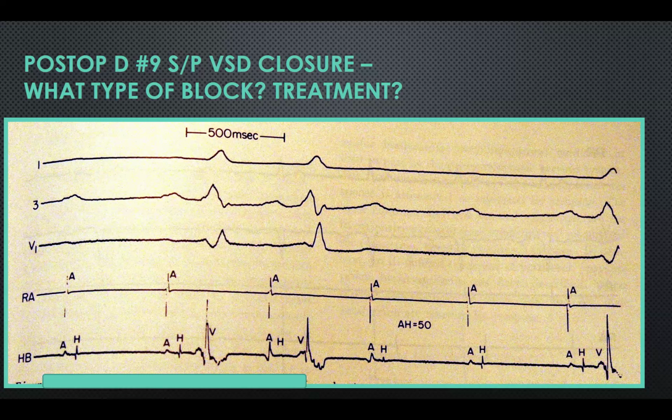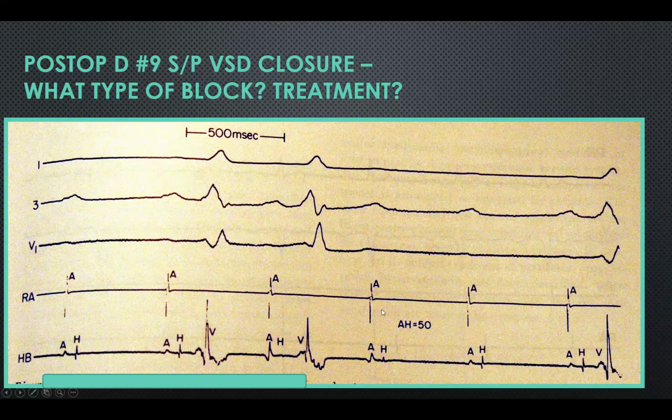All right. So it looks like the first beat, there's an AH and then there's no V. Second one, there's an AHV. So we have a couple conducted beats and then a couple non-conducted beats. Where's the block? And the doctor who wrote this infrahisian was nice enough to tell us that the AH is 50.